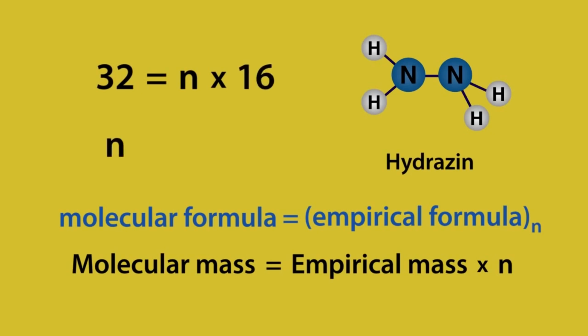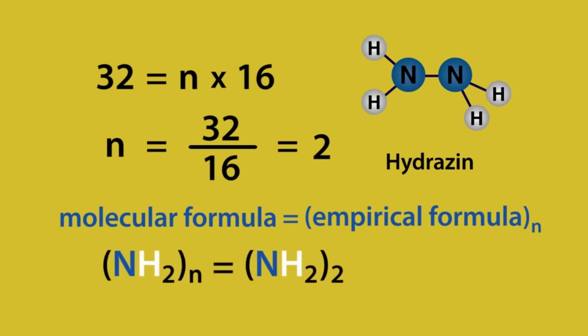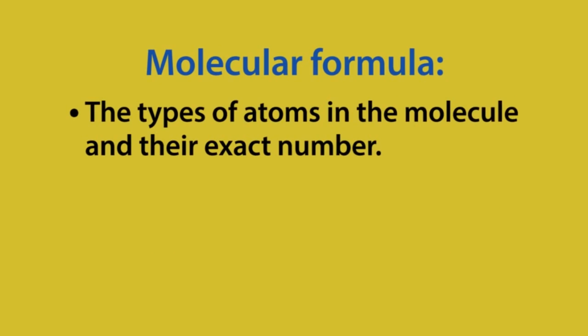Therefore, N is 32 divided by 16, or 2. So now the molecular formula is the empirical formula times N. So that's NH2 times N, or NH2 times 2, which gives us N2H4. To recap, the molecular formula tells us the types of atoms in the molecule and their exact number.